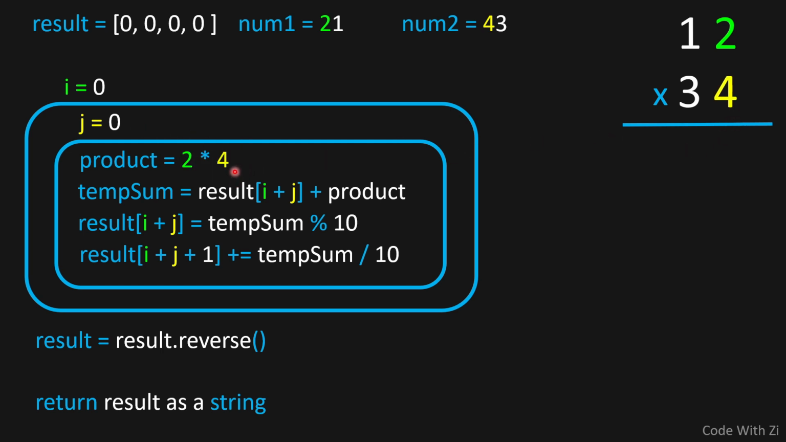So let's bring those two numbers, 2 and 4, and we're going to multiply them by each other, and that's going to give us 8. So our product is equal to 8.